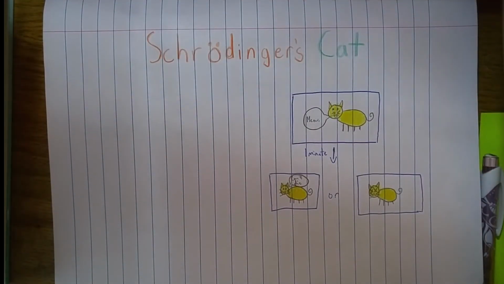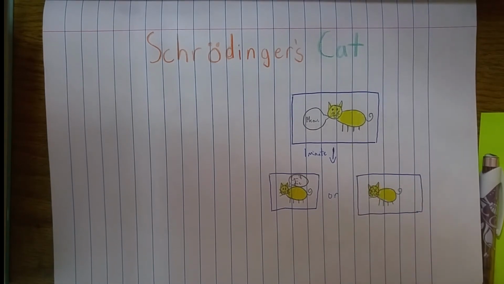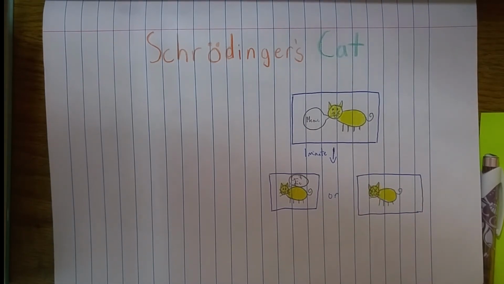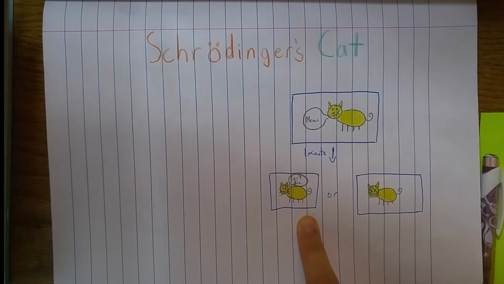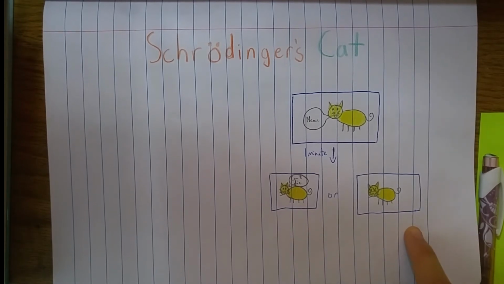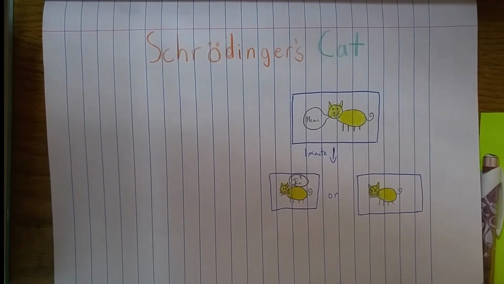Well, the simple version of this thought experiment is, imagine if we put a cat in a box. In 1 minute, this cat will either be dead or alive. After we've waited 1 minute, we go to check on the cat, but before we open the box, the cat exists in 2 states. The state of being alive or the state of being dead. But before we open the box and confirm whether it is dead or alive, it actually exists in both states. The concept that a particle can exist in 2 states at once is called quantum superposition.